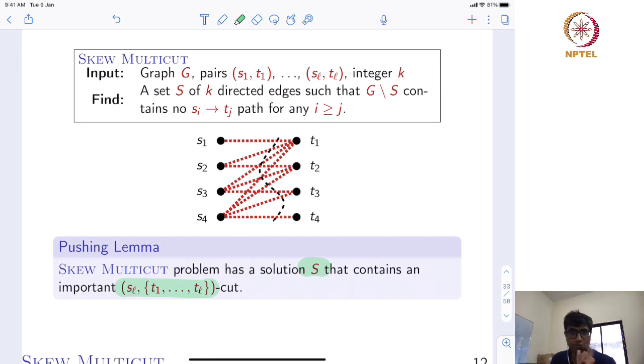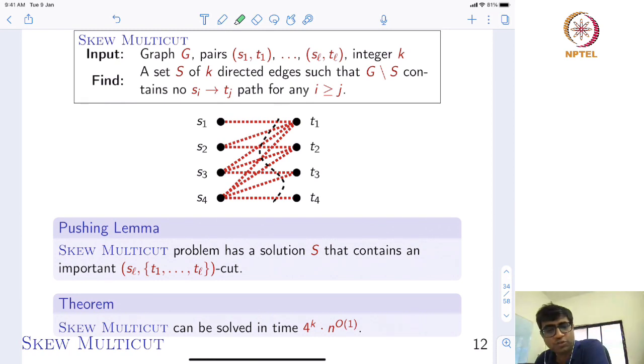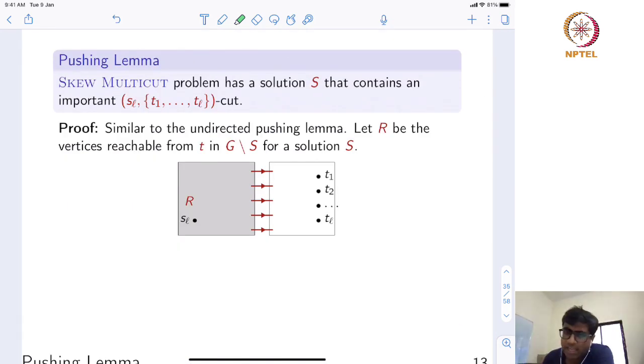Okay, that's the point. So let's try to prove this lemma. The moment we are able to show this, we will be able to get an algorithm with running time 4 to the power k poly in n for skew multicut. Let's see how we go about this. It is exactly similar to the undirected pushing lemma.